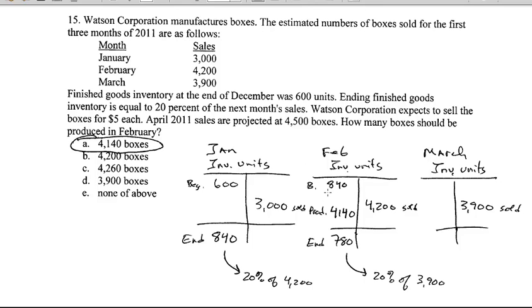The beginning inventory is the most difficult to find. Remember, for beginning inventory, you need to think back to the prior period's ending. So basically, how many units were we going to have in ending inventory in January? In January, ending inventory is equal to 20% of the next month's sales. So it's 20% of February sales, which is 840. So subtract out the 840, and that leaves you with 4,140 units. That's how many you need to produce.